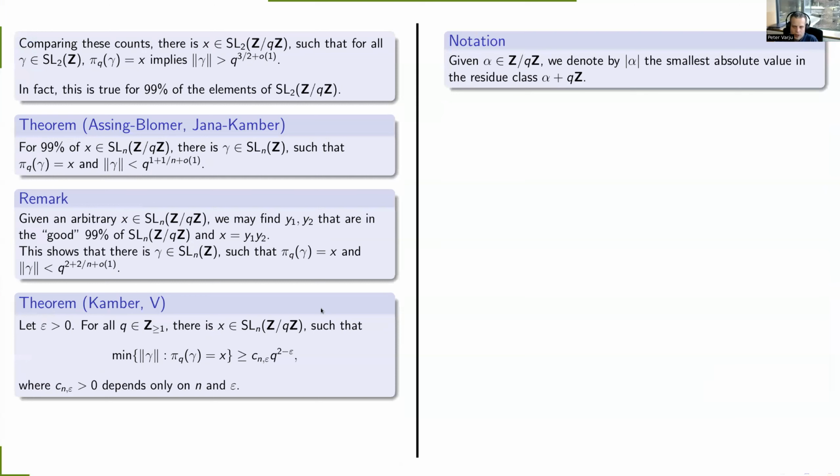Okay, so I want to tell you a bit about the proof of this result, of how to find an element which is difficult to lift. And here is a piece of notation. Given an element alpha in Z mod QZ, we denote by absolute value of alpha the smallest absolute value in this residue class alpha plus q times z.